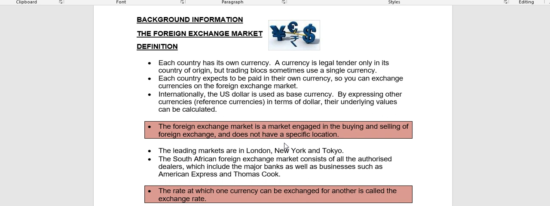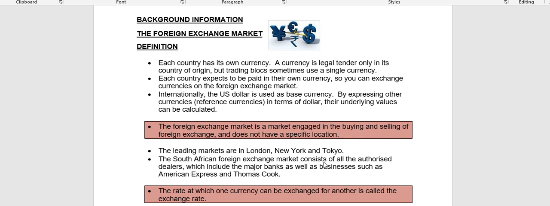In South Africa, for example, all of our banks, the major financial institutions, are authorized dealers in foreign exchange, so they will be an example of a foreign exchange market. The leading markets where foreign currencies are sold internationally are found in London, that is in England, New York, which is in America, and Tokyo, which is Japan. In South Africa, as I mentioned just now, our foreign exchange market consists of all the authorized dealers in foreign exchange.